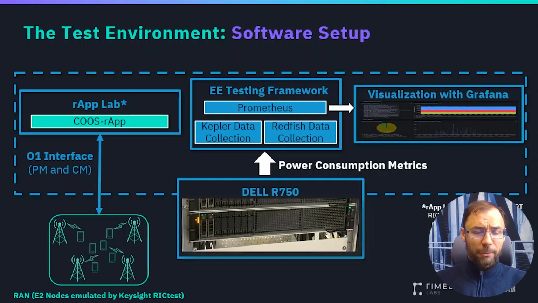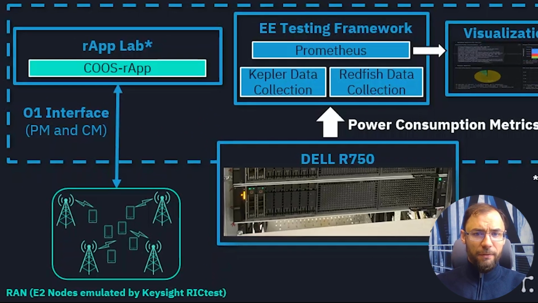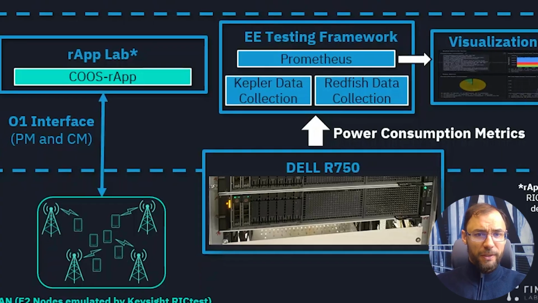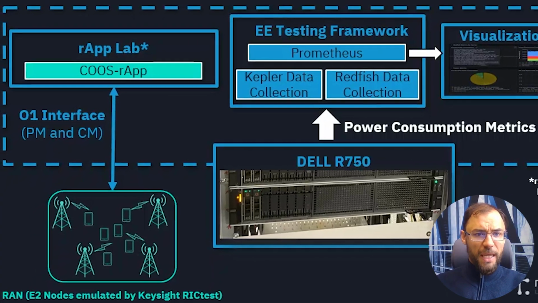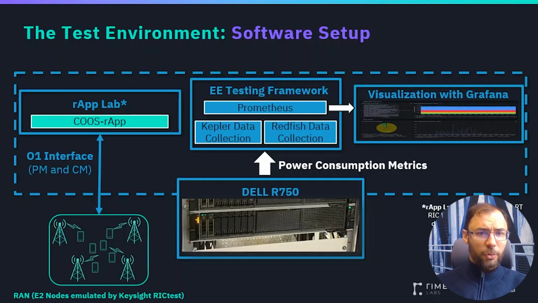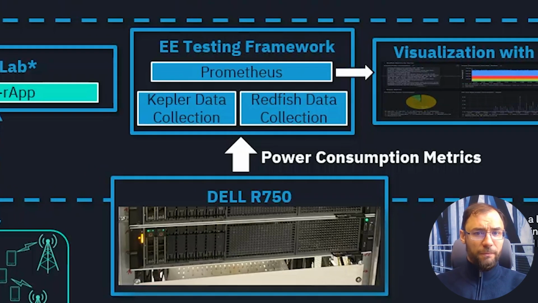First is the xApps Lab, being a lightweight non-real-time RIC developed by Rimedo Labs, which is hosting cell on-off switching xApps and providing O1 termination for communication with RAN emulated by Keysight RICtest, visible in the bottom left corner. Note that RICtest is residing on a separate server, not contributing to the power consumption of Dell R750. The xApps Lab is built of multiple VNFs, which will be subject to evaluation of their contribution to the overall power consumption.